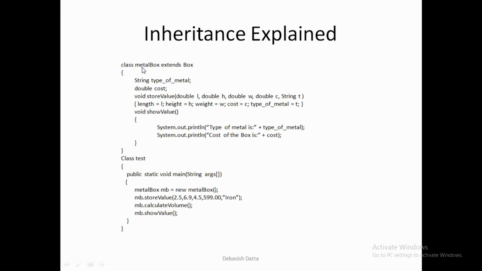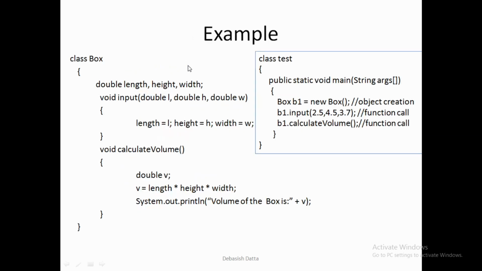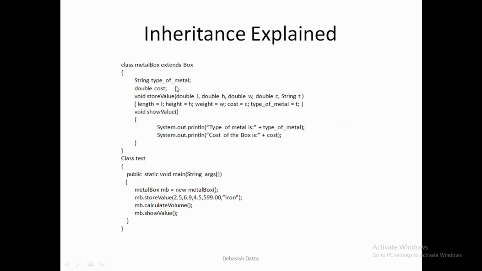So after this metal box class is created, it will contain all the properties of the box class. Let's see again the box class. These are the properties of the box class. So all these properties will be there in the metal box along with these new properties.